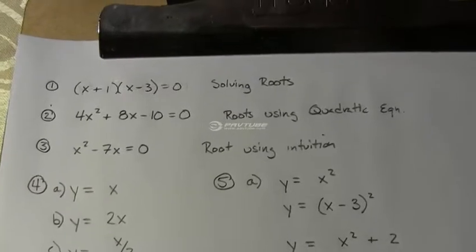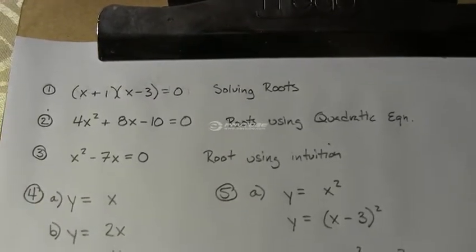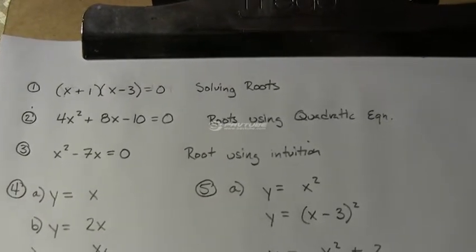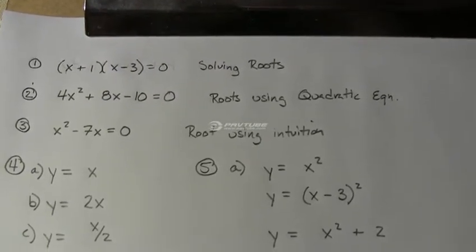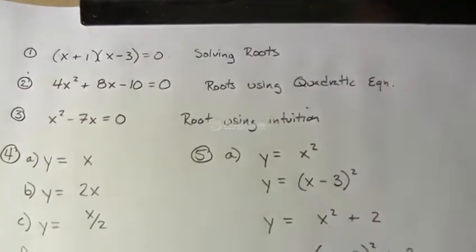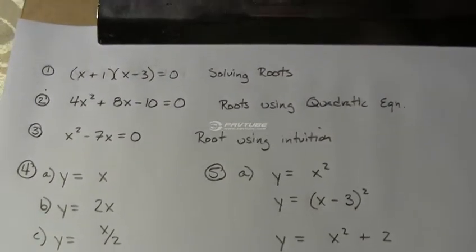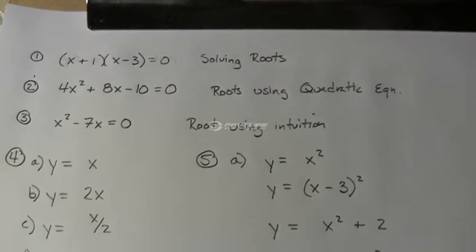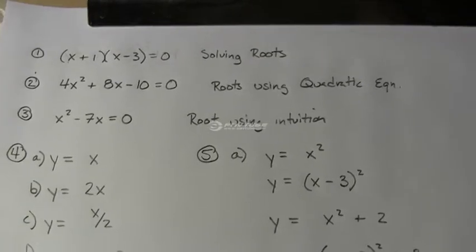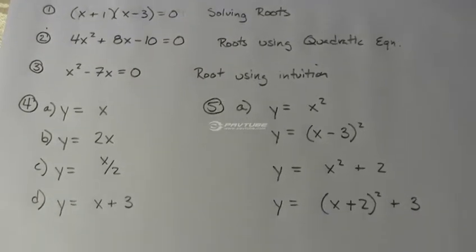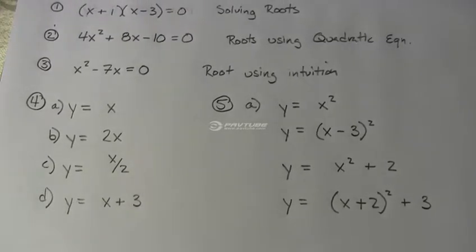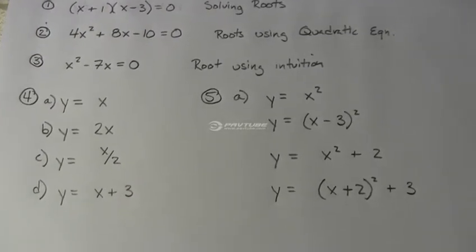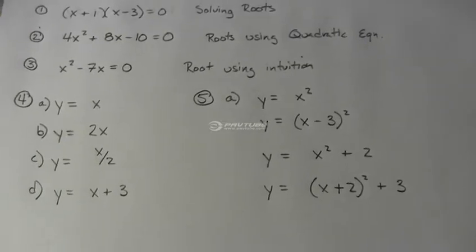So here they are. First one's about solving roots. This one's pretty straightforward. Second one, using a quadratic equation. Again, pretty straightforward. Third one is kind of different, using intuition. Doing the same thing as number 1, but using intuition. Kind of no set formula or anything. And then 4 and 5 are pretty much just graphing, and I'm going to work up from lines to parabolas and just show you how the different coefficients and different things change the answer.